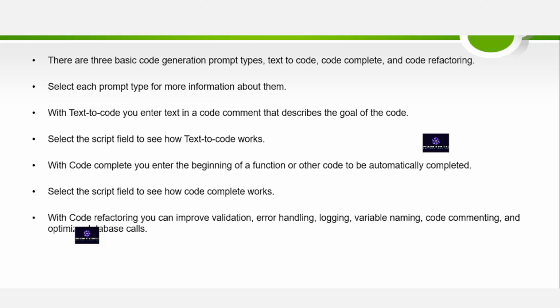Next is code generation prompt types. There are several types of prompts. Basically, we are taking three basic code generation prompts: text to code, code complete, and code refactoring. Text to code is if you give some prompt, it will generate one code. Code complete means you give some prompt and you have written half of the code, and it will complete that code, you will verify it and make it workable. And code refactoring means there is existing code which you are trying to align with the best practices and regenerate, or refactor that logic. In that case, you can use the code generation refactoring part.